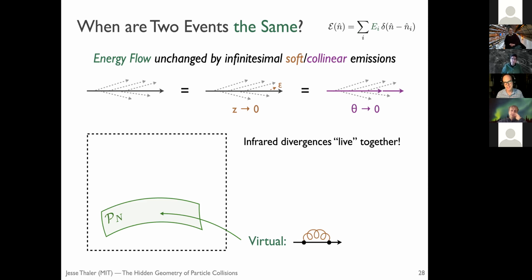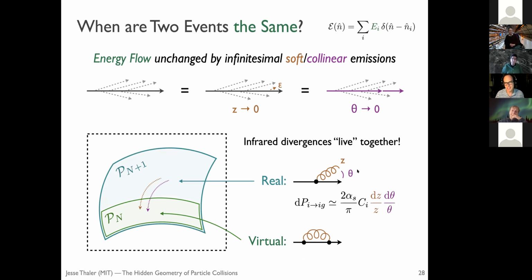So instead of having real emission and virtual emission divergences living in their different Lorentz invariant n-body phase spaces, here they live on top of each other. If I have some n particle final state and then I dress it up with a loop, then I have a virtual diagram that's living on the n particle manifold. Real emission phase space, which has the characteristic soft and collinear singularities of QCD, has singularities when z goes to 0 or theta goes to 0.